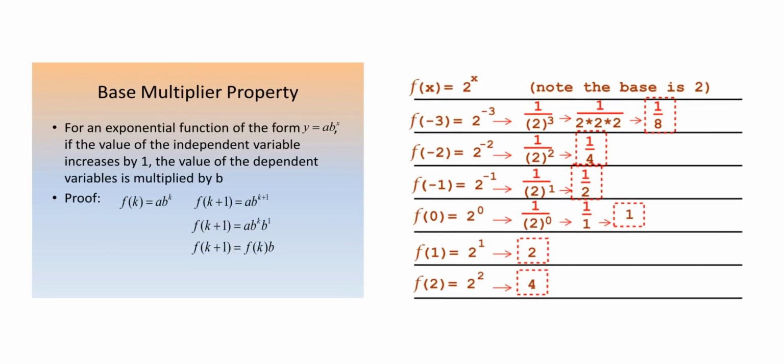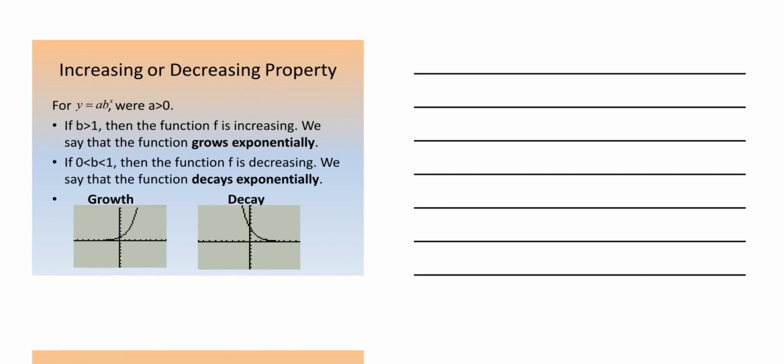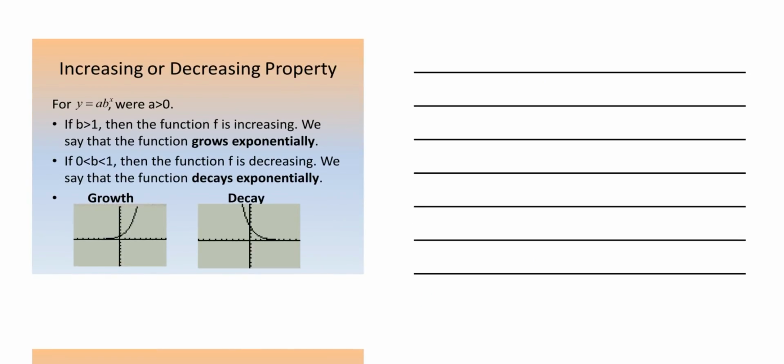Well, let's take a look at another property. Increasing or decreasing properties. For y equal to ab to the x, where a is greater than 0, if b is greater than 1, then the function f is increasing. We say that the function grows exponentially. So we have an exponential growth graph on the bottom left. That's what it would typically look like, or something similar.